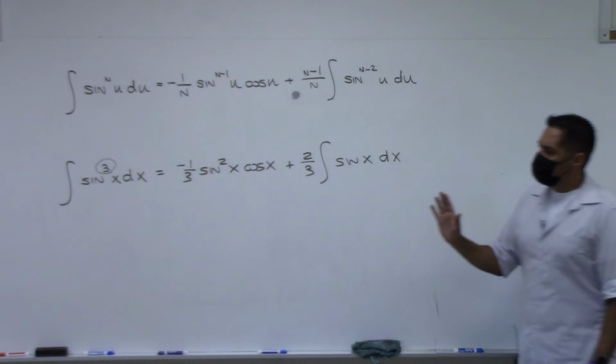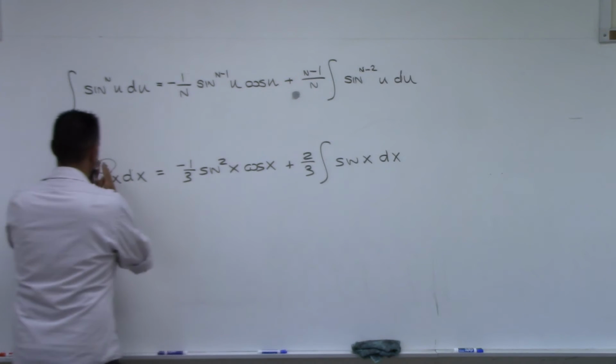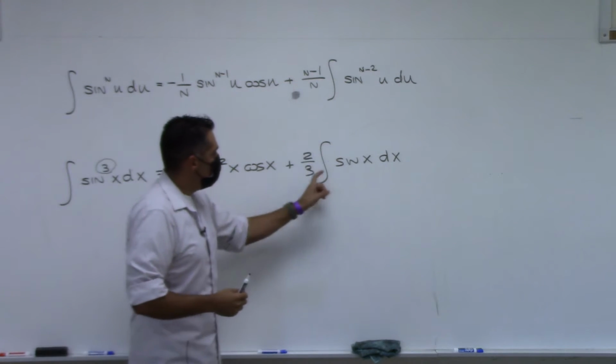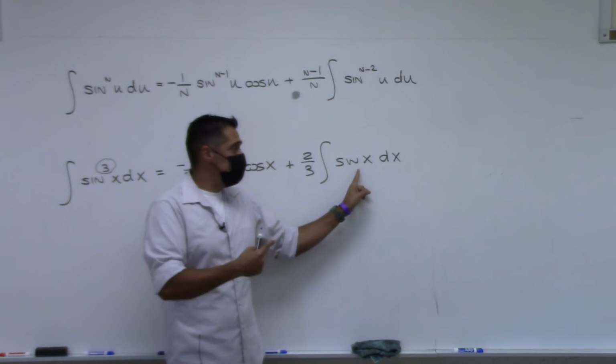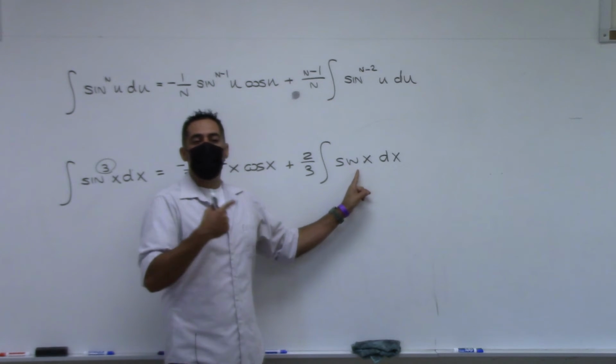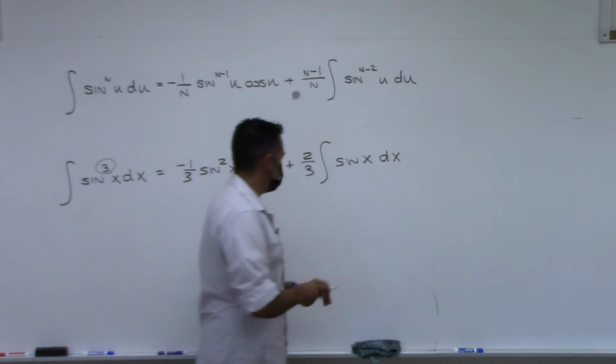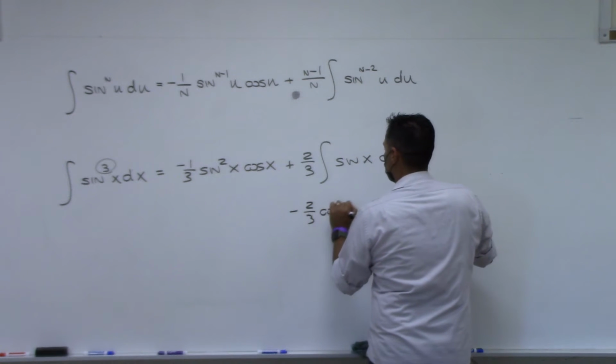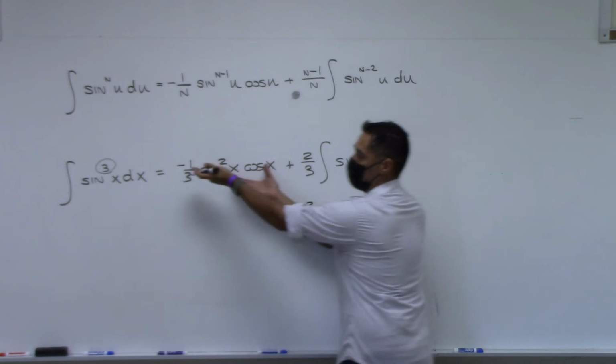So look at how this worked. We want to know the antiderivative of sine cubed x. According to this formula, it's this plus this, antiderivative of this. But that is easy, right? The antiderivative of sine is negative cosine. So the next line would be negative 2/3 cosine x plus c, and then everything else would be the same.